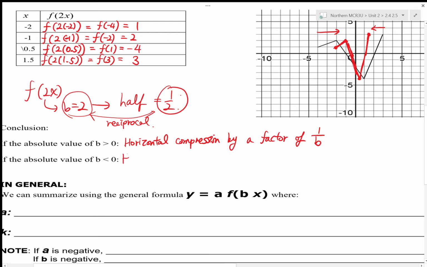So then it will be horizontal stretch by a factor of 1/b. Okay. Again, if the b is less than 0. Sorry guys, it should be less than 1, not less than 0. If the b is less than 1, then it's a horizontal stretch, and if the b is greater than 1, it's a horizontal compression.